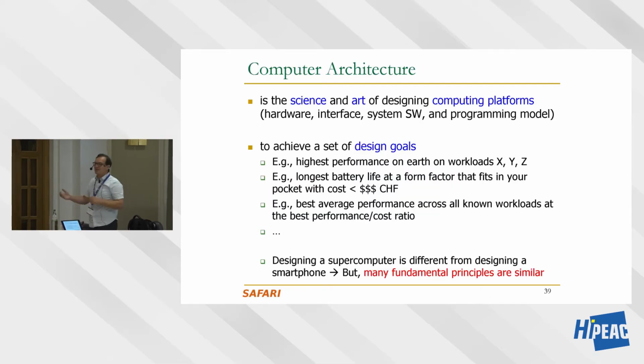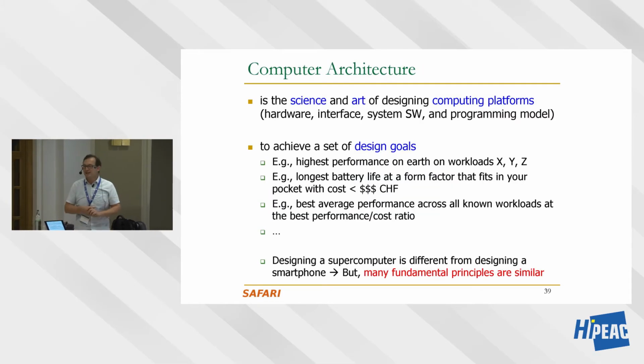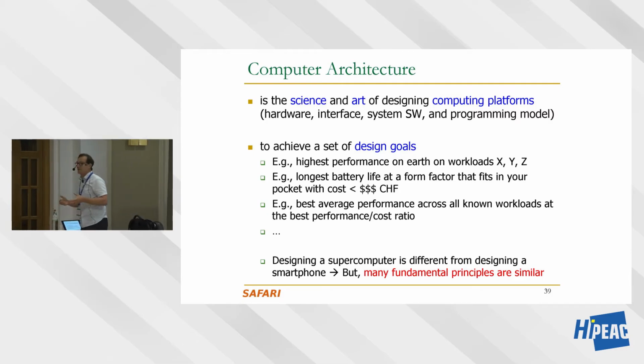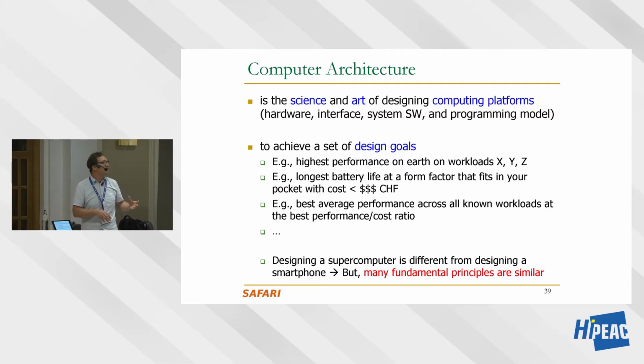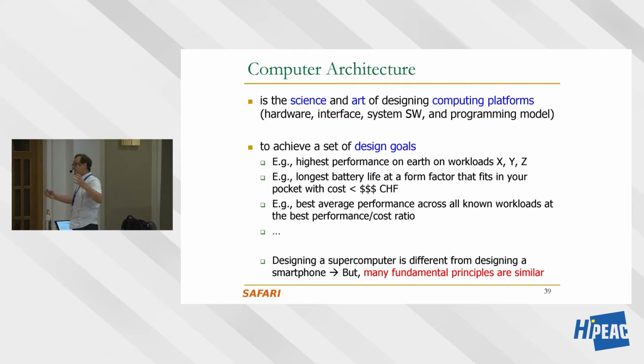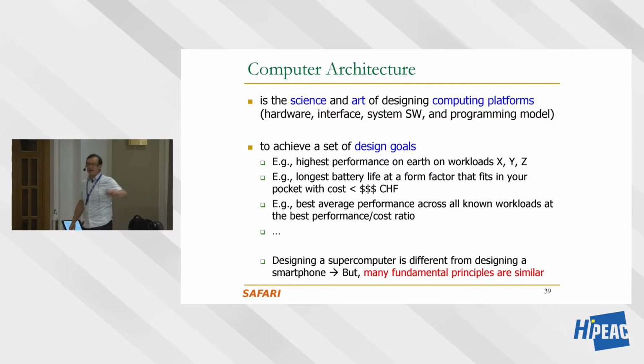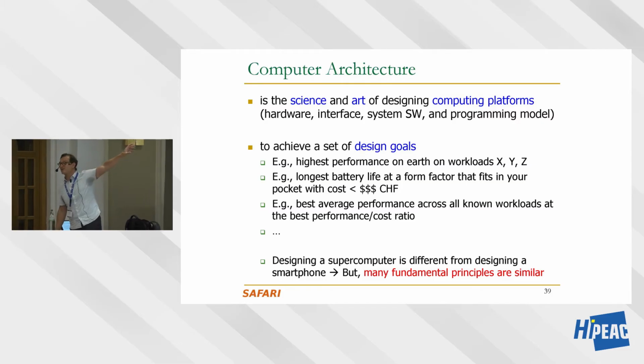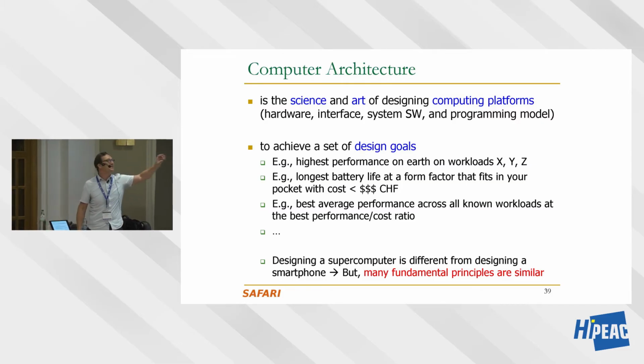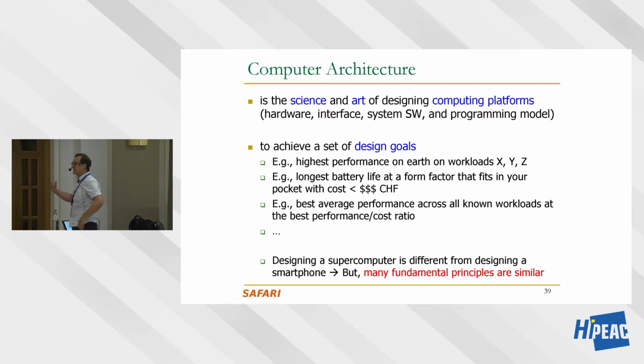Okay, so what is computer architecture? I'll define some basics. It's really the science and art of designing computing platforms. And given this expanded view, it's not just the hardware, it's not just the interface, but it's also the system software, programming model, and the co-design across the hierarchy. And I should emphasize art over there, because art is also important, because it's not a complete science, in my opinion. It's very difficult to make it a complete science.